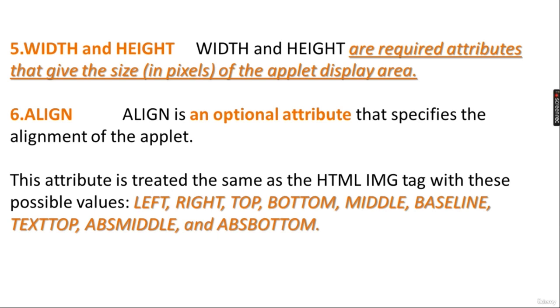Width and height are required attributes that give the size in pixels of the applet display area. So you will specify the width and height, and it is compulsory. Align is an optional attribute that specifies the alignment of the applet.